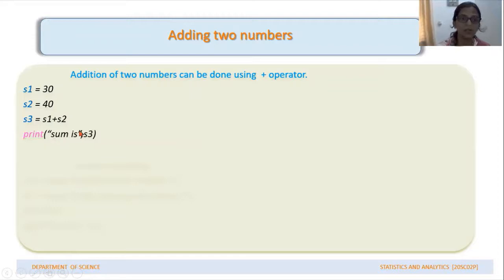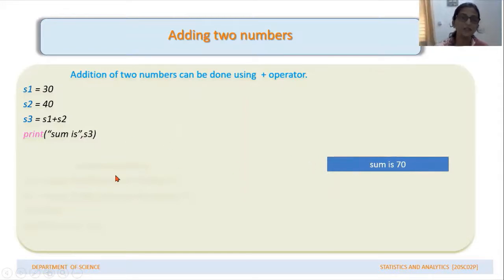We'll include a string. So in the result, the sum will be displayed along with this string. What will be displayed on the computer screen will be this: Sum is 70. So it has displayed according to what we have instructed it to do. We have asked the computer to print the string sum is and then the answer. And it has done so.